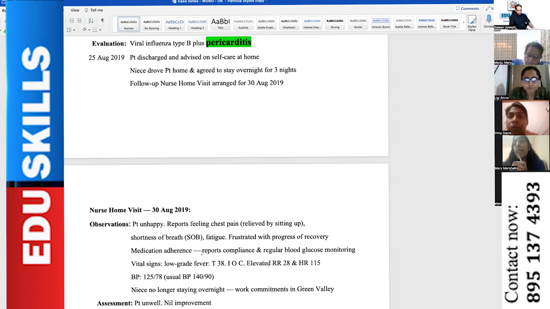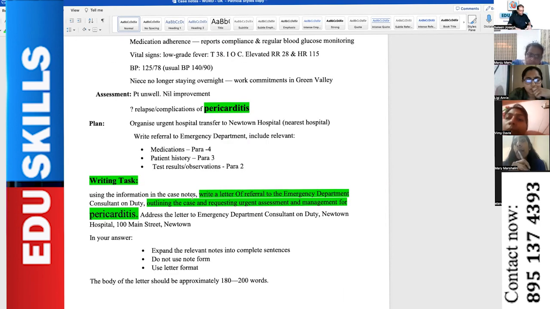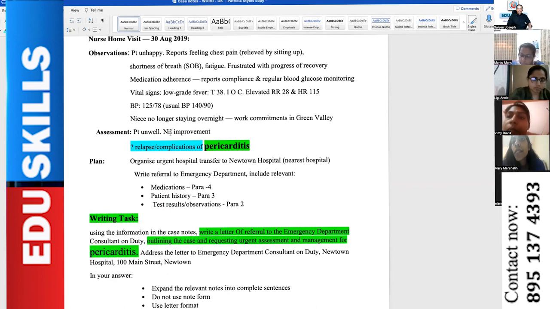In the case note, now we will just look into the aspects which are relevant, whatever is connected with pericarditis. We'll take the last page, the final page. Can you just tell me what is connected with it? These details are connected with pericarditis because you have already highlighted it, right? Relapse, complications. What else is connected with pericarditis?